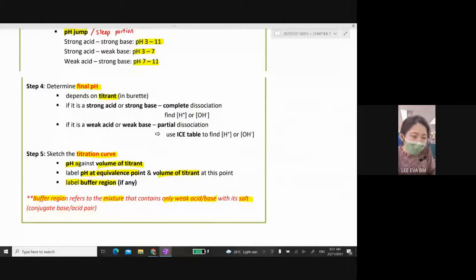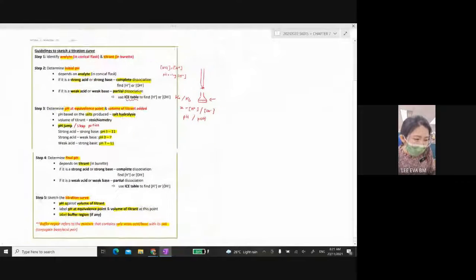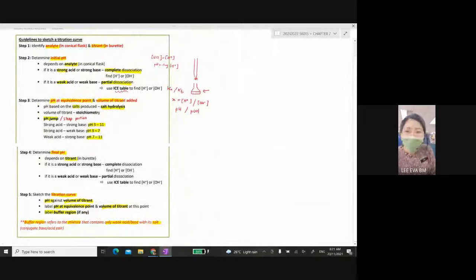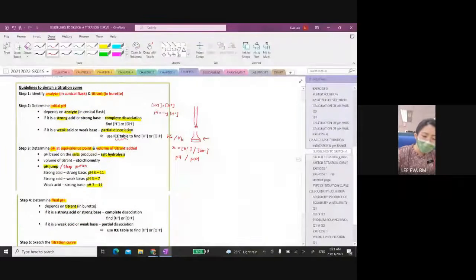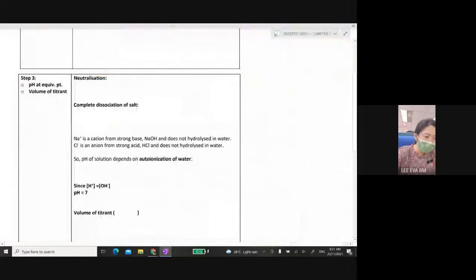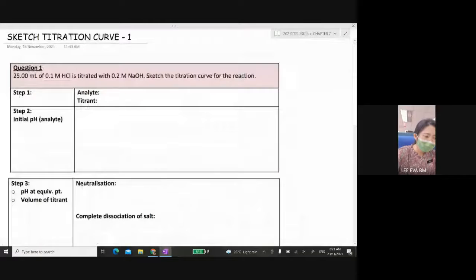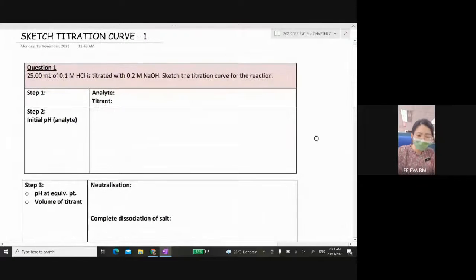So until this point, is everyone okay? Ada soalan nak tanya step 1 until step 5? Do you have any questions to ask? Tak ada. So kita cuba soalan yang pertama. Okay, we start with the easier example. You do it together with Madam, yeah? Ready?